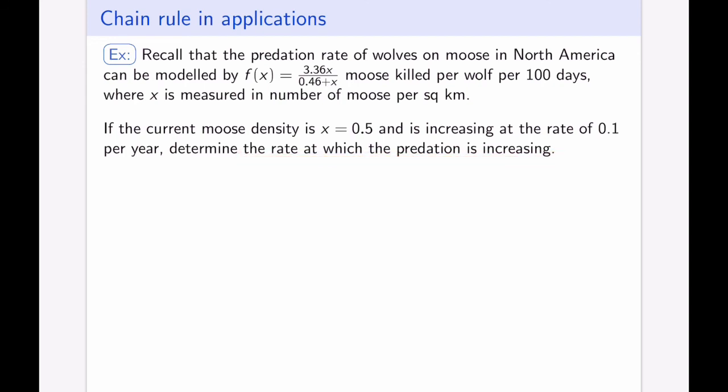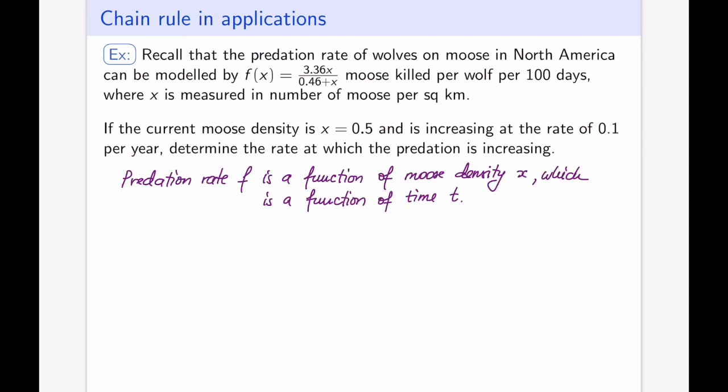So we notice again a chain of various dependencies here. The predation rate of wolves depends on how many moose there are per square kilometer, and the number of moose per square kilometer is changing with time. So pause the video here and try to write down in which way which functions depend on each other.